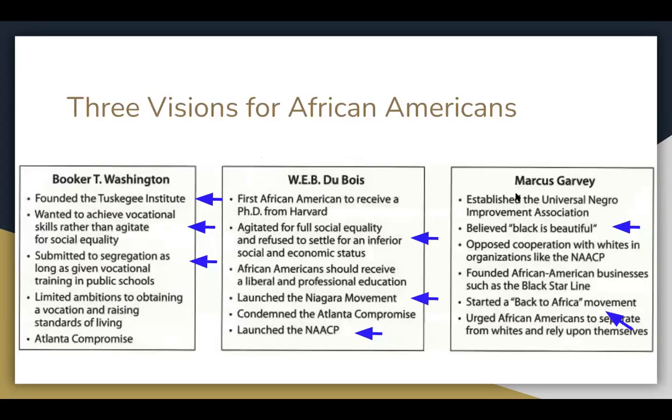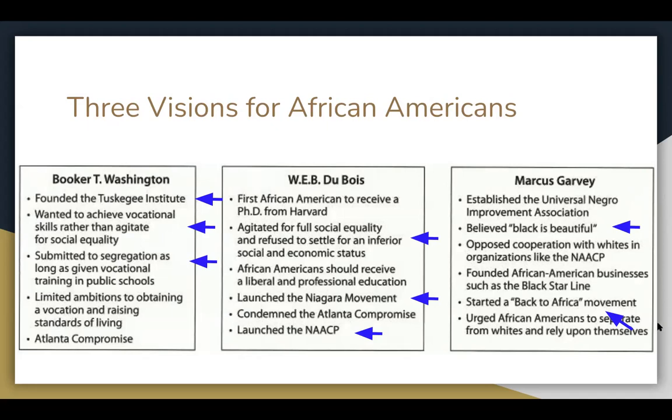If we talk about the beginning of the 1900s, end of the 1800s, as we go from Gilded Age to Progressive Age, first Industrial Revolution to second Industrial Revolution, Market Revolution on, there are three visions for African Americans. The first one, look at the right here, Marcus Garvey. Well, what did Garvey believe in? And the answer, as you can see from the bulleted blue arrows that I've put there, first and foremost, black is beautiful. That should remind you of everything we talked about with the Harlem Renaissance.